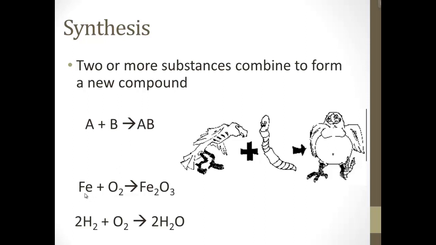And then we've got iron plus oxygen producing iron oxide. This is rust. Anytime you see rust on a bicycle, car, that type of thing, it's basically this reaction right here. Another one that is common is hydrogen plus oxygen. Those will combine to produce water. So taking 2 or more substances, we're combining them and forming a new compound.